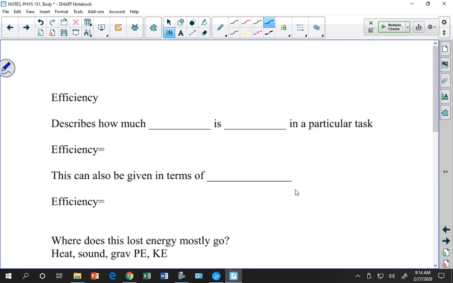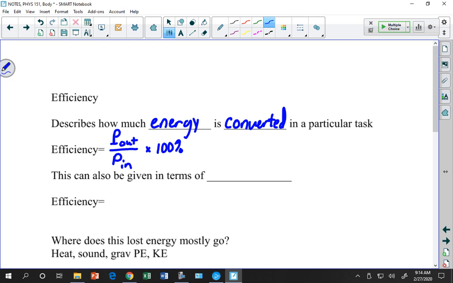Okay, so the efficiency describes how much energy is converted in a particular task. And the definition for efficiency, I think this is given in your equation sheet. We'll take a look and see. It is the power out over the power in. And because it's a percentage, in order to make that into a percentage, we have to multiply it times 100. That's just to make it into a percentage.